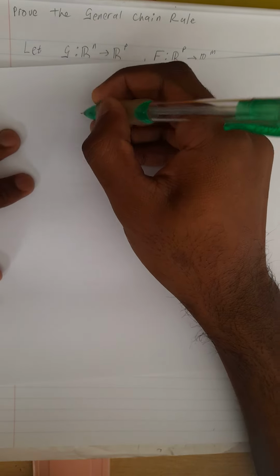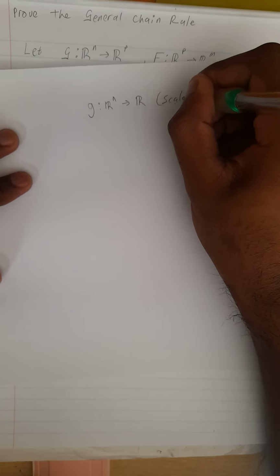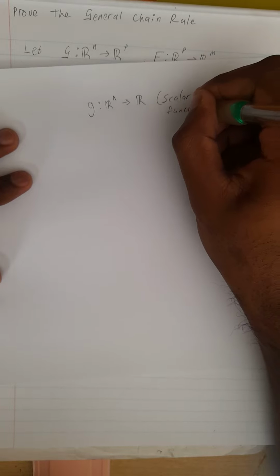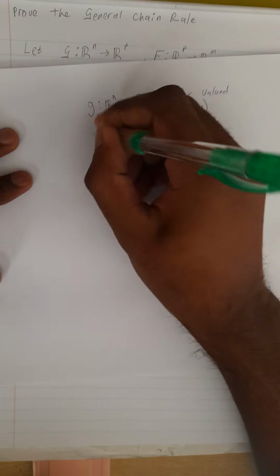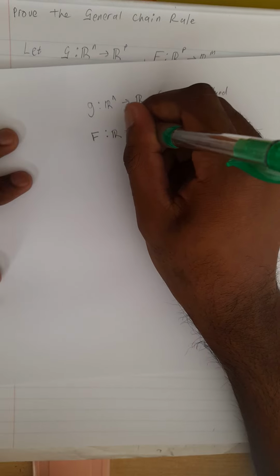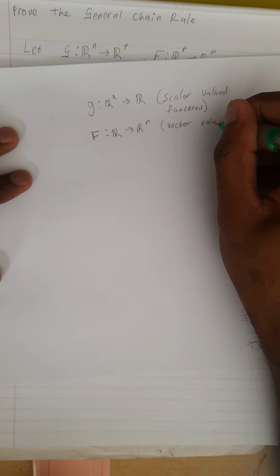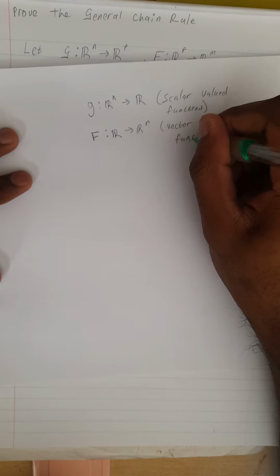So they would have, let's say, a small g mapping from R^n to R. So basically a scalar valued function. And then they would have some f, and this would be mapping from R to R^n. And then this would be a vector valued function.